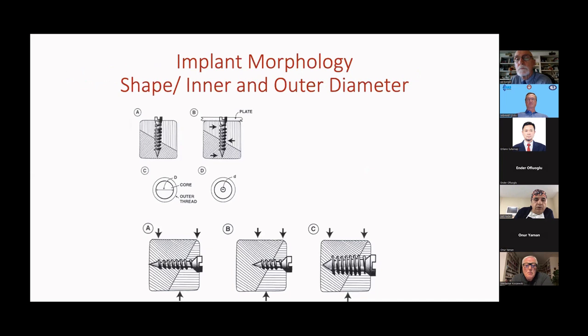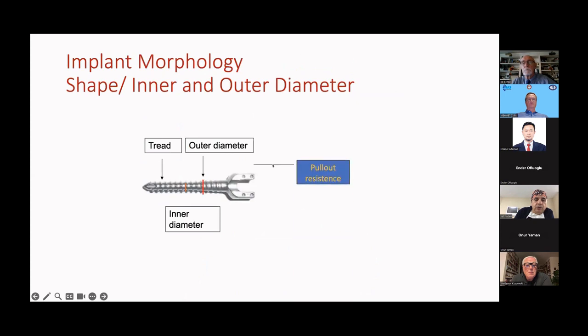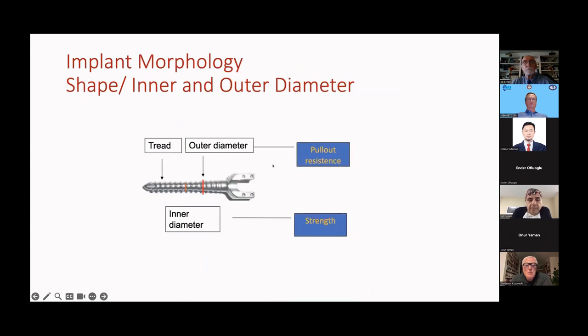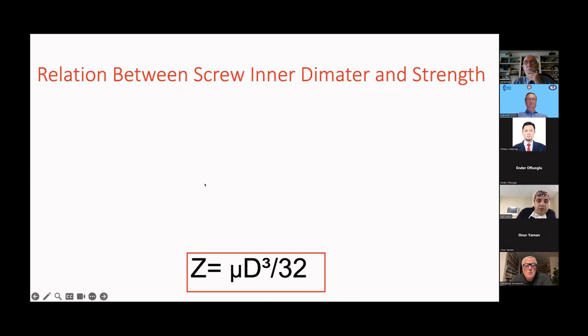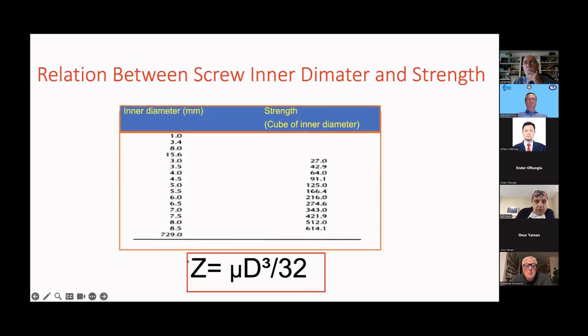Implant-related problems are also important. We have different types of screws. We need to know that the outer diameter and inner diameter of our screws are important. The outer diameter reflects pull-out resistance, and the inner diameter reflects the strength of the system. We know that Dr. Benzel also showed this to you. There is a relation between the screw inner diameter and the strength of the screw. Actually, the cube of the diameter of the screw reflects its strength.